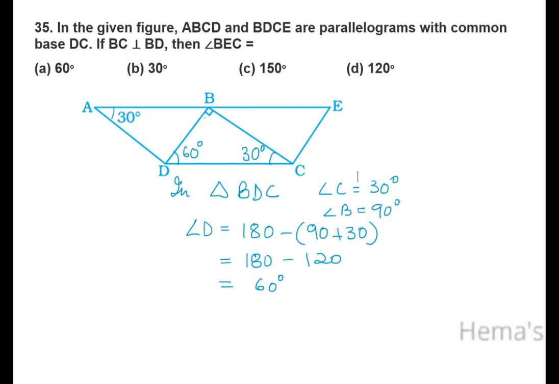Again, in the parallelogram BDCE, angle E is the opposite angle to angle D, and in a parallelogram the two opposite angles are always equal. Therefore, angle E is equal to 60 degrees, which is angle BEC. Hence, the correct option is A.